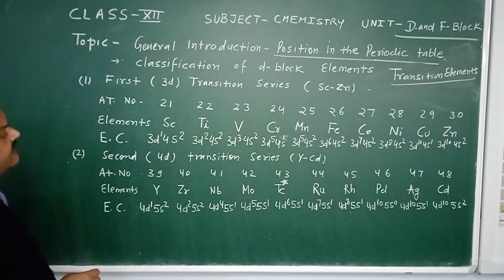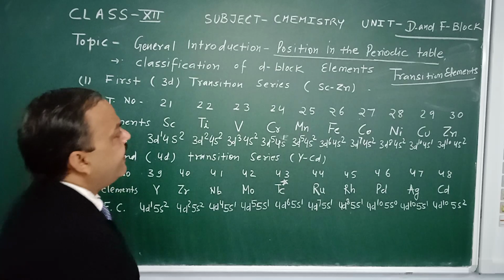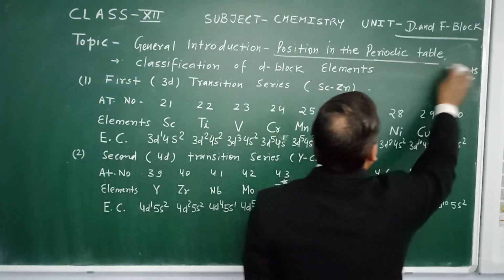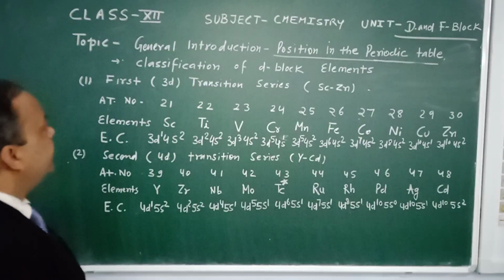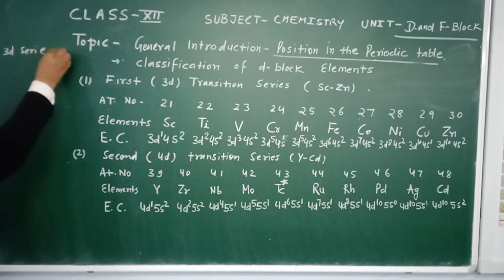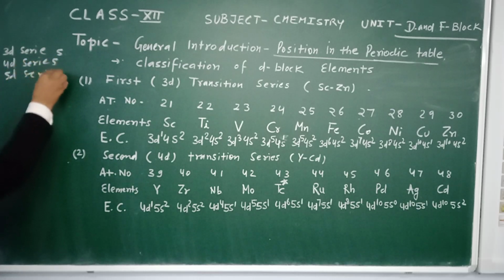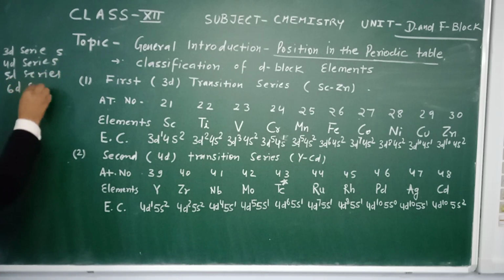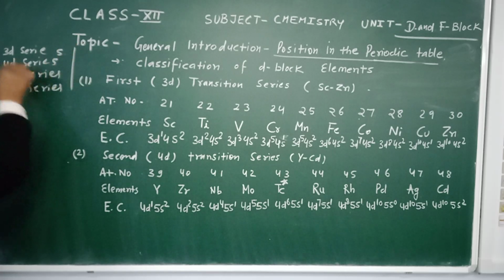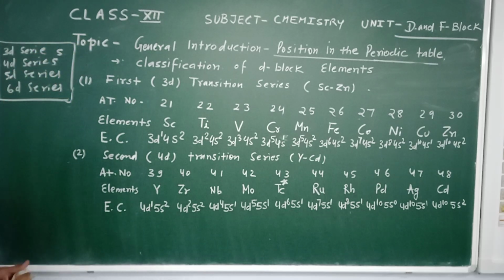Now when we classify these d block elements into different series, we have 4 series, and these 4 series are known as the 3d series, 4d series, 5d series, and 6d series. So these series are present in this particular d block of the elements.